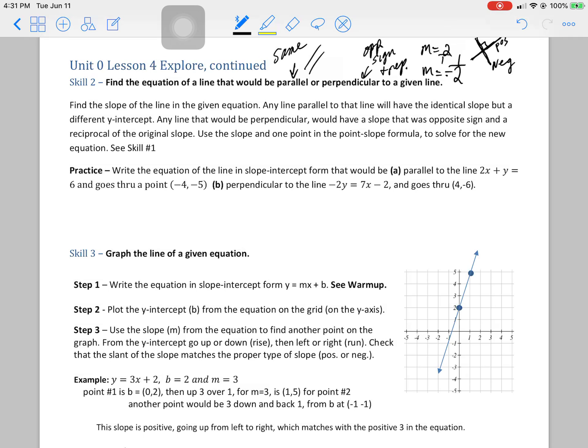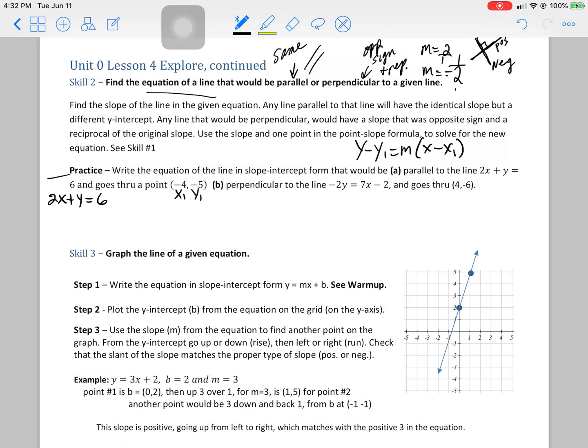We did that in the warm-up, but we want to make sure we understand how to write the whole entire equation of the line. So we need to put whatever slope that is in the point slope form. So that means you're going to be using the point slope formula for these as well. All right, so write the equation of the line in slope-intercept form that would be parallel to this line. So they're giving you a line that is 2x plus y equals 6. And then they're saying it has to go through this point right here.